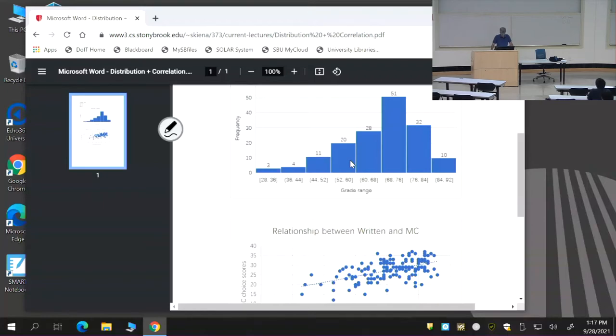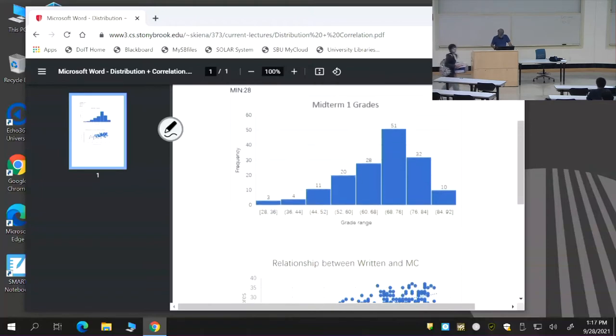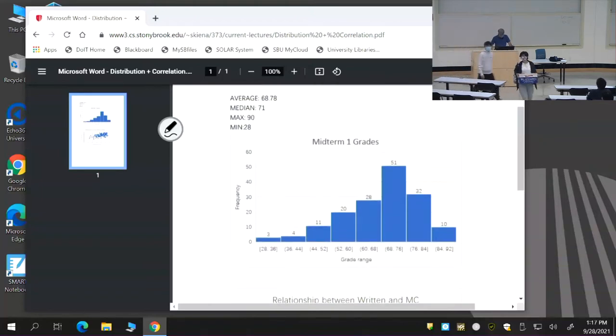Let me just go quickly through this. This was the grade distribution. What were the statistics? The max was a 90, the low was a 28. The average, as I said, was going to be in the 60s. It was a 68.7. The median was a little higher.